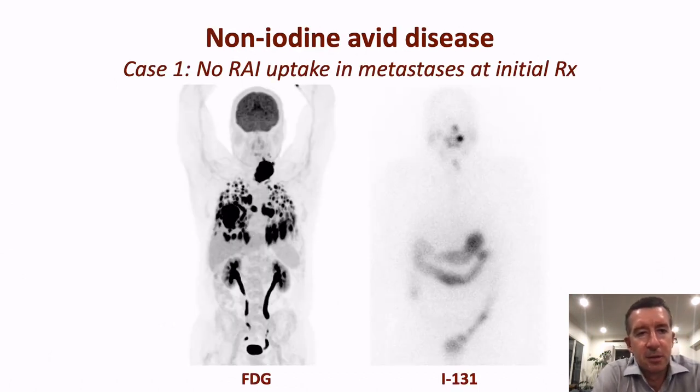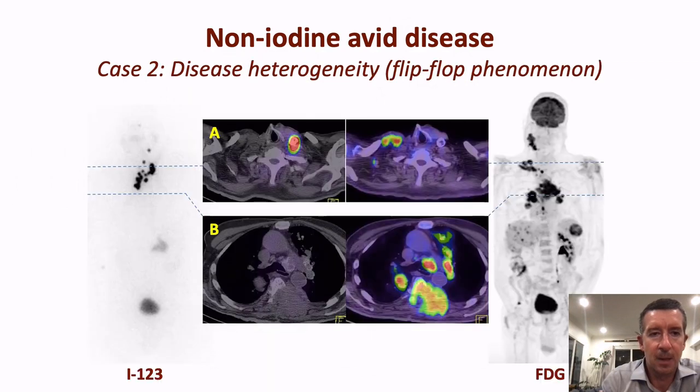So this is the first case I'll demonstrate. This is showing no radioactive iodine uptake in metastases at that initial treatment. You can see on that FDG PET, very intensely avid extensive disease, and then following thyroidectomy, absolutely no iodine uptake on that post-treatment scan, and this is clearly refractory to further treatment.